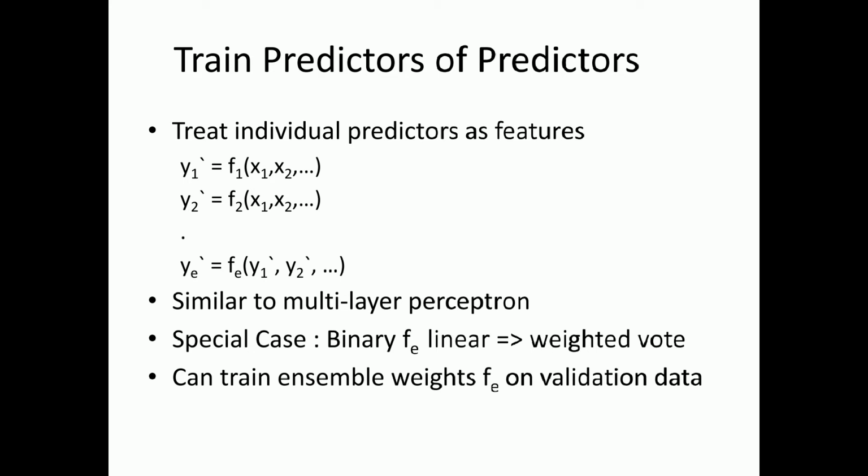Now, how do we train the predictors of predictors? Treat each individual predictor as a single feature. Let us say y1 dash, y2 dash, and so on are all considered single predictors, and we will train each predictor separately. It is similar to training a multi-layer perceptron, and a special case can be there if we have binary weights. And we can train the ensemble weights on the validation data.